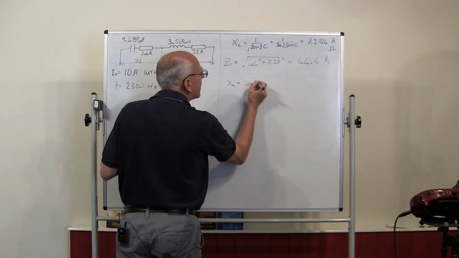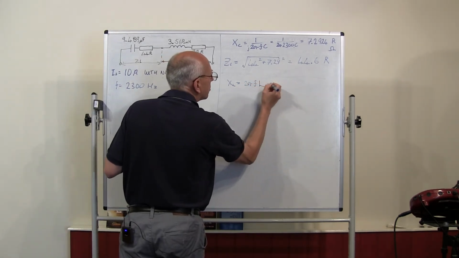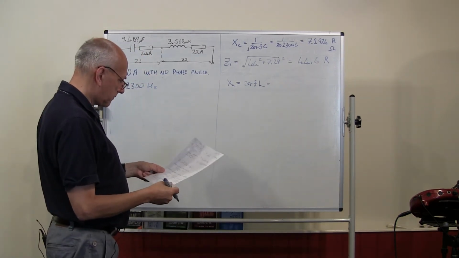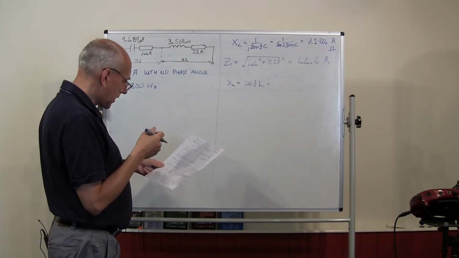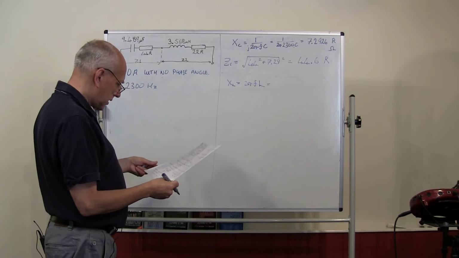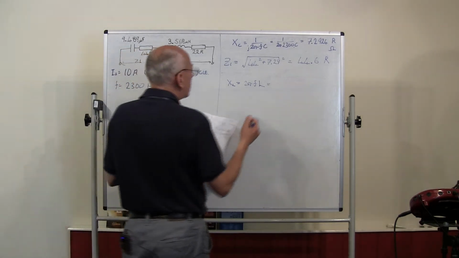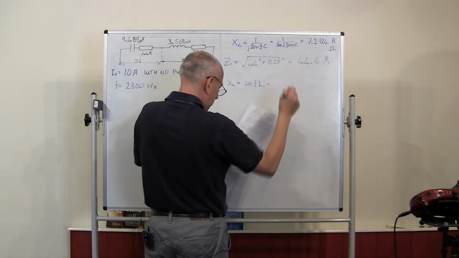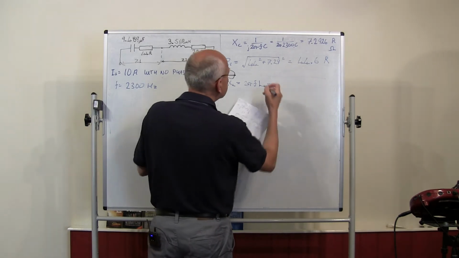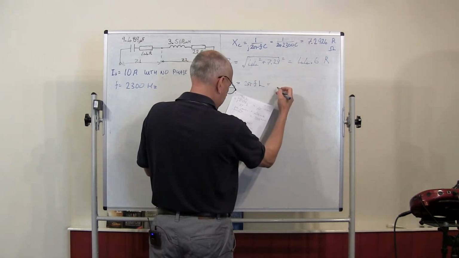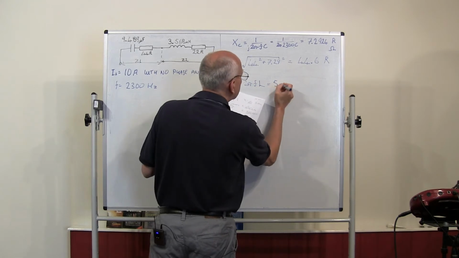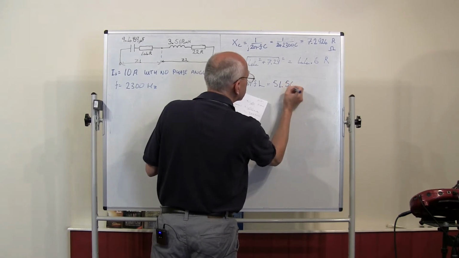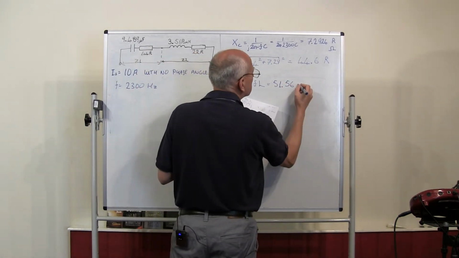XL is 2 pi times the frequency times the inductor value, which is in millihenries. Okay, so the maths for this is, so we've got 22, and then we've got this first. The answer to that, if I put the numbers in, I get 51.5623. I think 51.56 is going to be near enough. Okay.